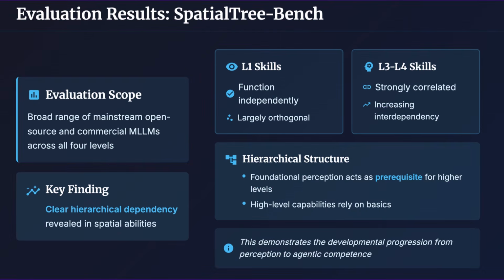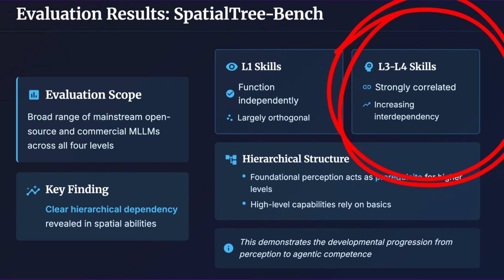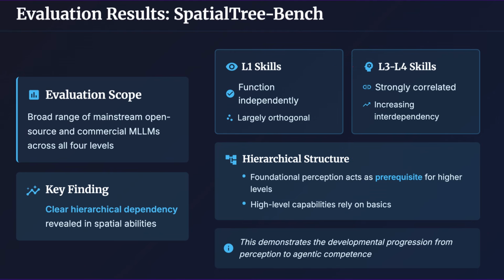The researchers tested a wide range of open source and commercial models across all 4 levels. And the results revealed a clear hierarchy. Level 1 perception skills behave independently. Being good at geometry doesn't mean you're good at motion. These are separate foundations. But higher up the stack, everything changes. Levels 3 and 4 are strongly correlated. If a model excels at mental simulation, it almost always excels at agentic competence. This shows increasing interdependency as you move up the hierarchy.